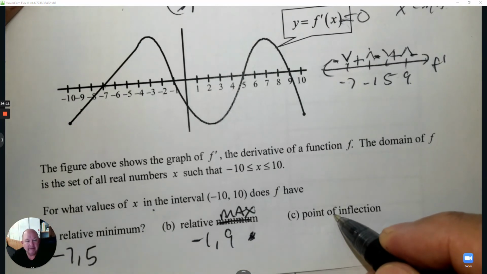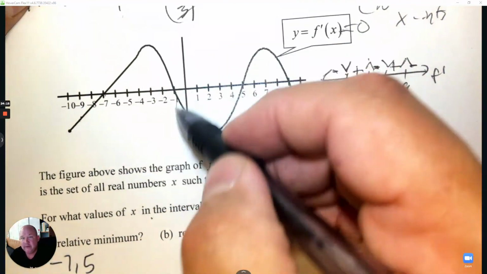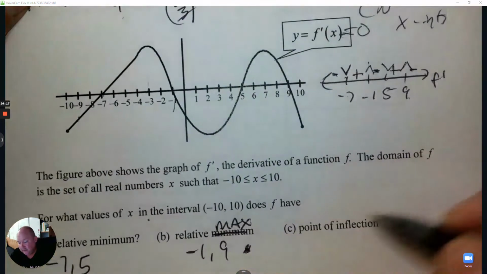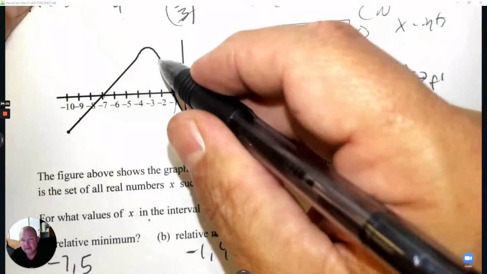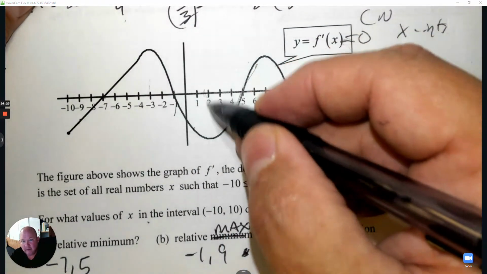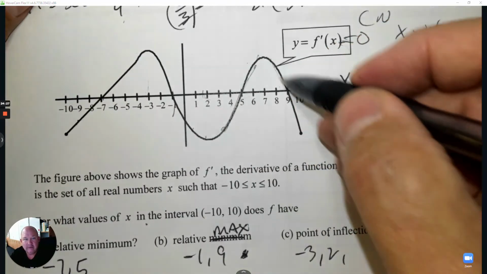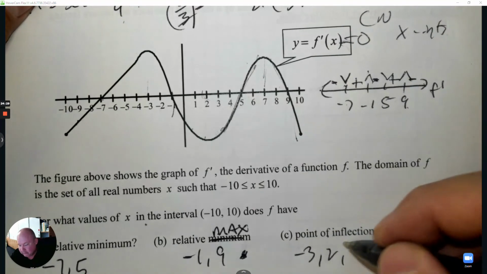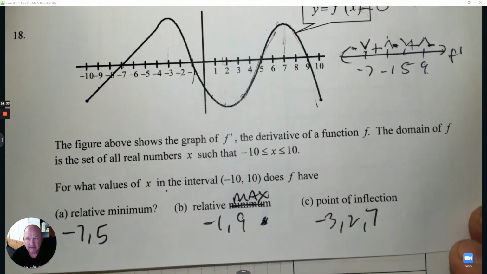Where's the point of inflection? That's the turning points of the derivative graph. So it increases, then decreases. Where does it change? So at negative 3, it then decreases and increases as concave down, then concave up. So what's the turning point? And then here again, it increases, then decreases. Where's the turning point? So the turning points of the first derivative are your points of inflection for the function.